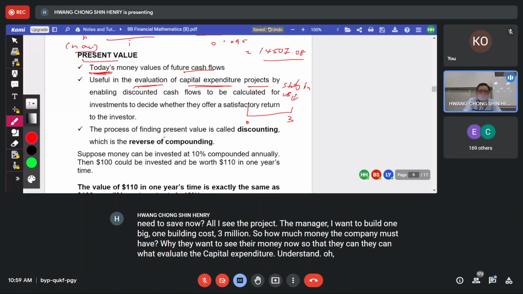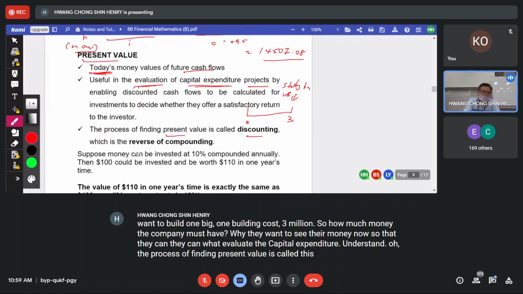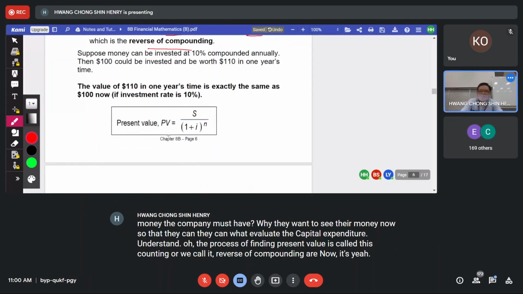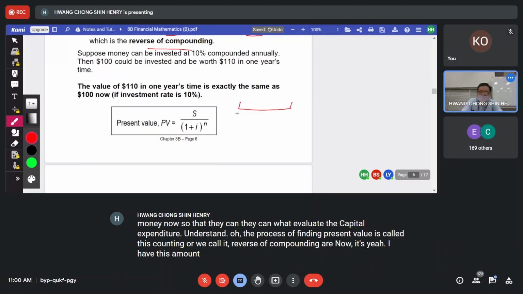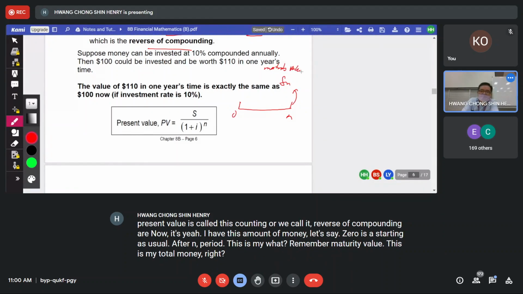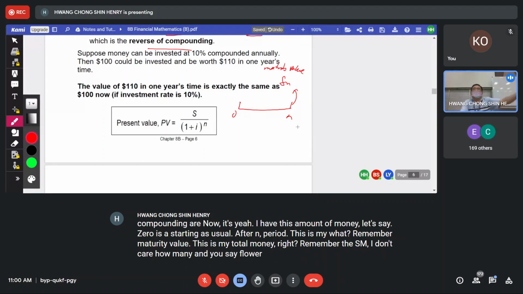The process of finding present value is called discounting, or we call it reverse of compounding. Now, you see, I have this amount of money. Let's say 0 is your starting as usual. After n period, this is my, remember maturity value? This is my total money, right? Remember the Sn? I don't care how many n you save, 5 years, 10 years. Now, the present value is here.